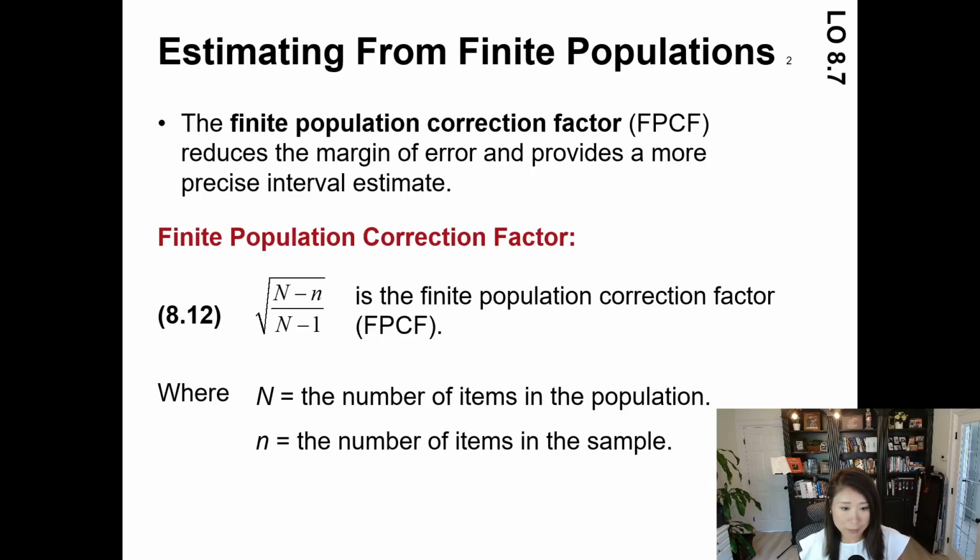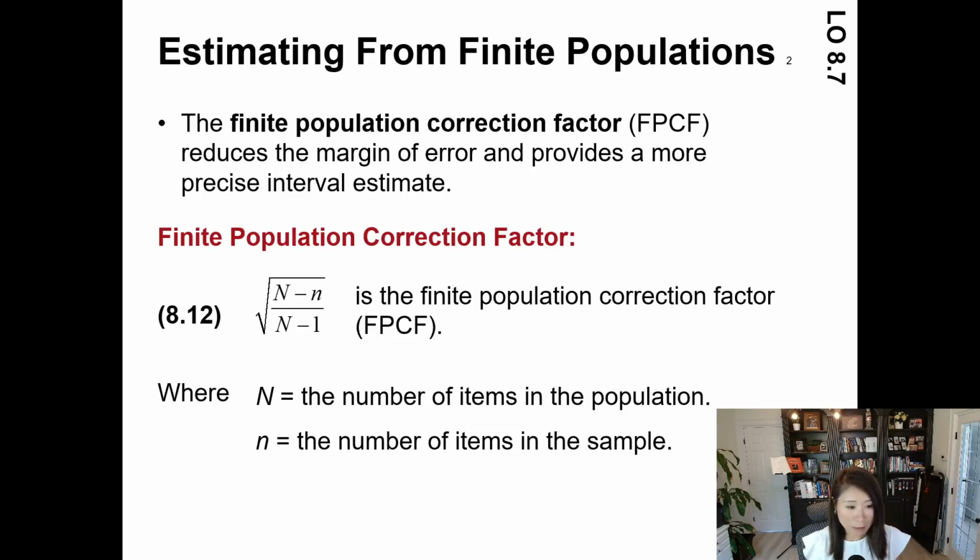Before we look at this formula, I want to re-emphasize: in order to use this FPCF, you want to double check that your sample size is larger than 5% of your population size. If that's the case, you should apply this finite population correction factor to your formula, and also make sure it's a without replacement situation, right? Larger sample size, without replacement.